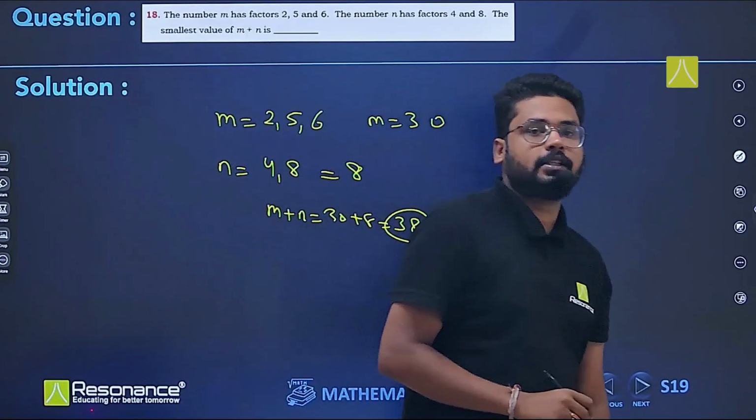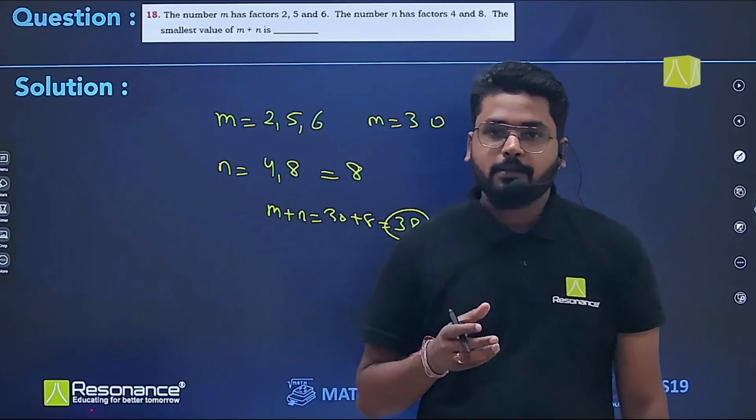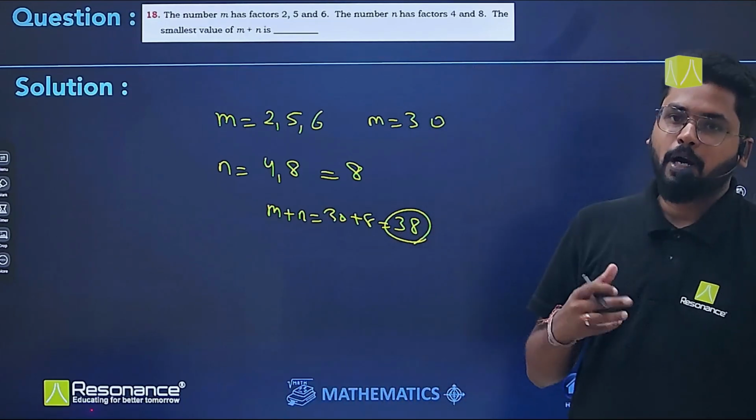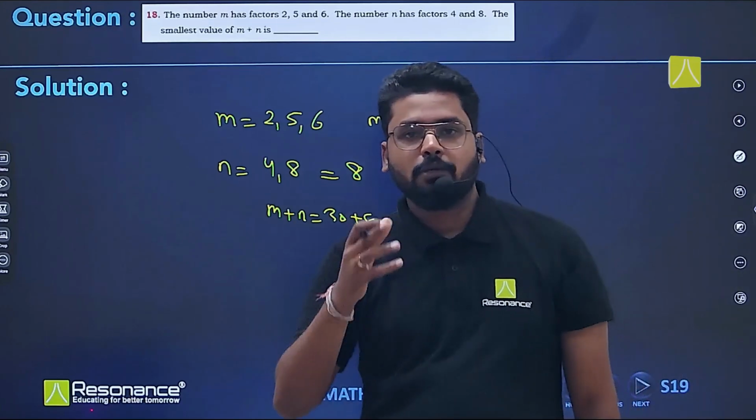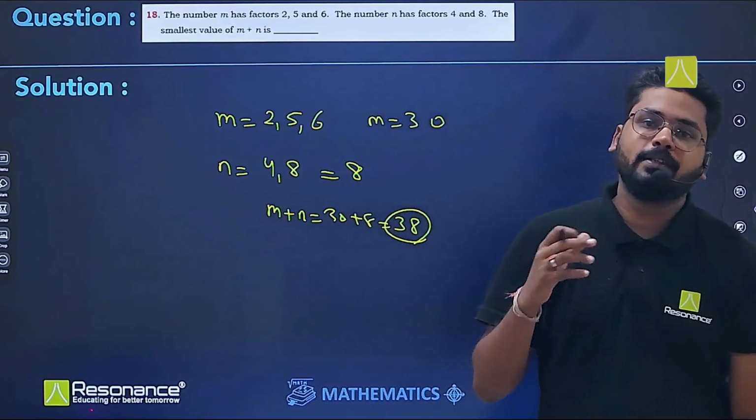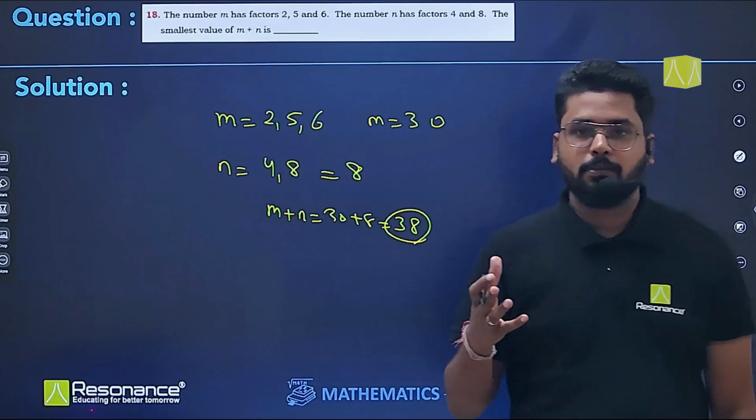We are not taking HCF because HCF is a part of the number. HCF can be smaller than the two numbers. If you are comparing two numbers, LCM is not smaller, but LCM can be equal to the number. It can be equal to the number, but HCF cannot be.